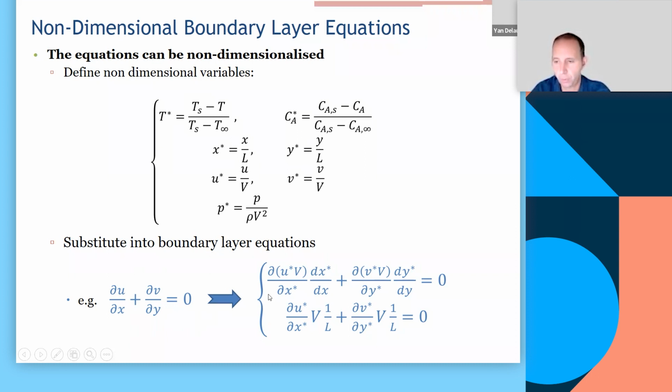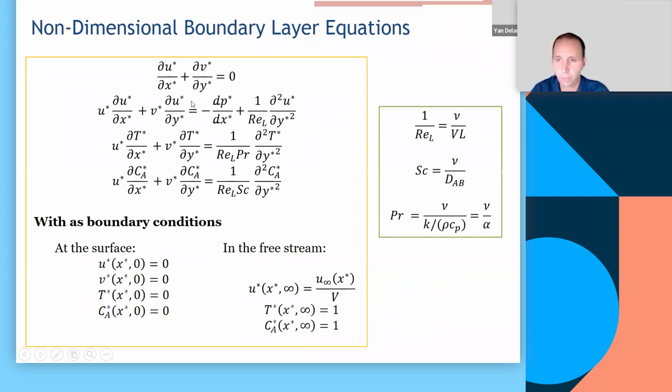We also account for the chain rule of differentiation. d over dx star multiplied by dx star over dx gives us the same as d over dx. Okay, so that's just a mathematical rule. If you apply that, dx star over dx would be d over dx of this quantity. It would be 1 over L, and that's how we end up with 1 over L here. The V comes from taking the V out of the derivative, and you have it there. So now we can simply divide throughout that equation by V over L, and that gives us the non-dimensional form.